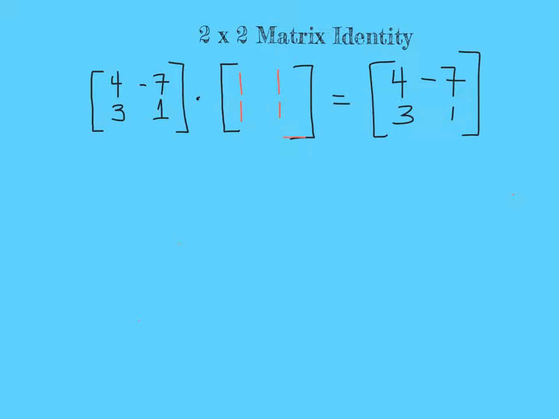So remember, 4 times 1 equals 4, plus 7 times 1, here, negative 7 times 1 equals negative 7. So if I add those two, 4 plus negative 7, I get negative 3. Do I get 4? No, I don't. So I know this combo that I put in there doesn't work.